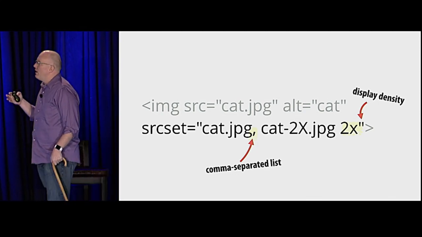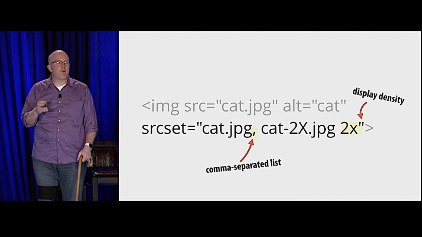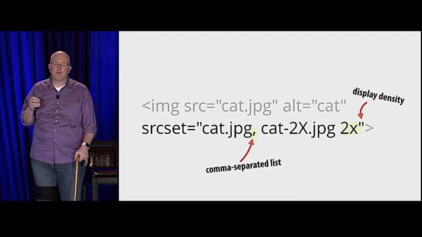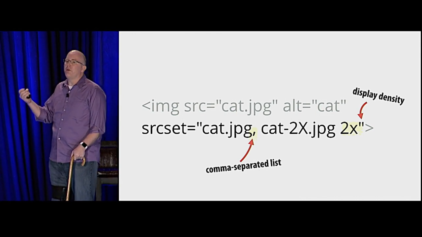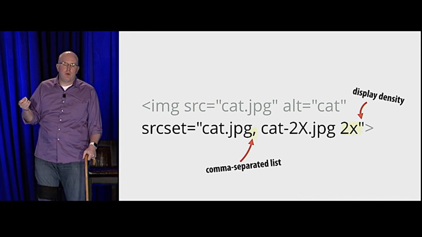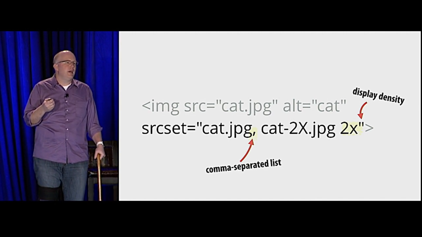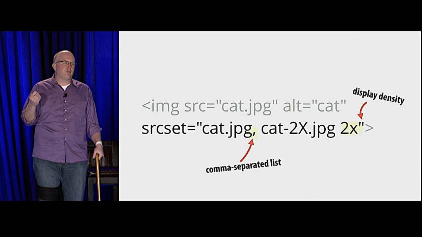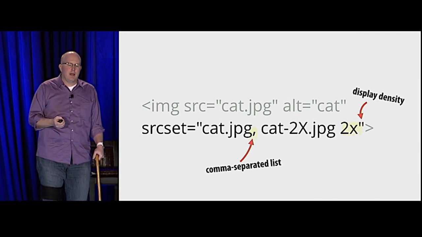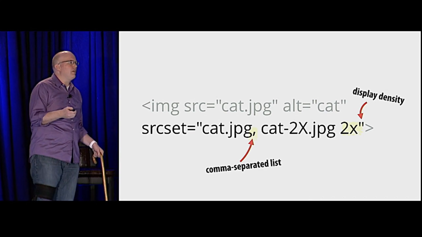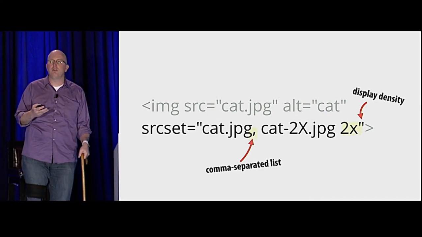For each one of the values inside that comma-separated list, we're going to have a pair of values: the path to an image and then the display density of that image. So in this example, the first value that we have, cat.jpg, doesn't have a 1x or 2x, and if it doesn't, it's assumed to be 1x. The second one is cat-2x, and it declares 2x. So now the browser will know if it's got a 2x display that it should use the 2x image.